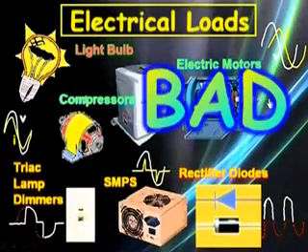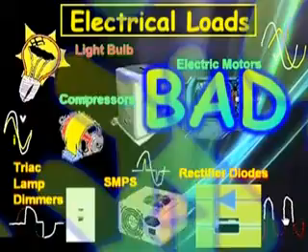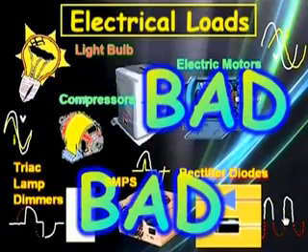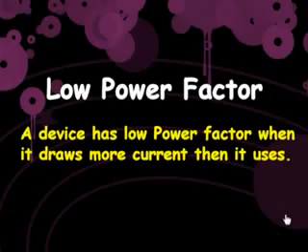Reactive amps are bad. Now here we have a rectifier diode, computer switch mode power supply, UPS backups, and triac lamp dimmers. All create wasteful harmonic currents by chopping and distorting the AC waveform. Harmonic currents? Bad. A device has low power factor when it draws more current than it uses.